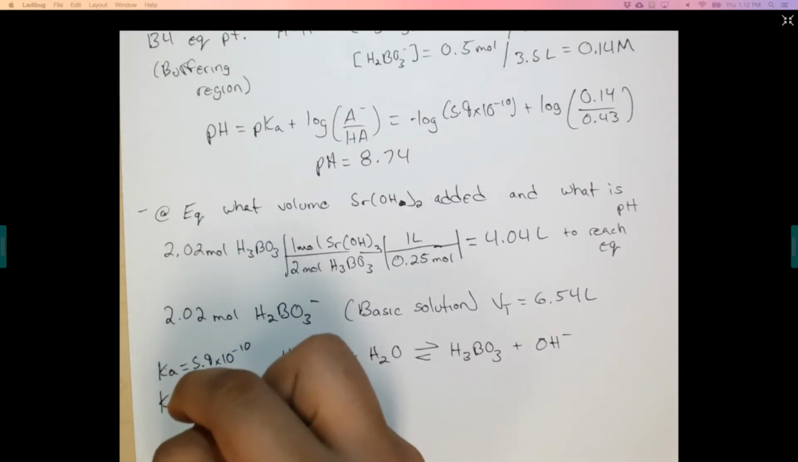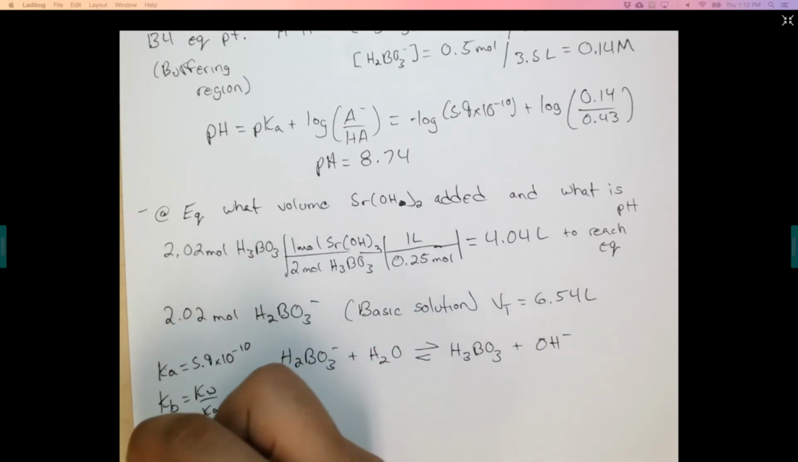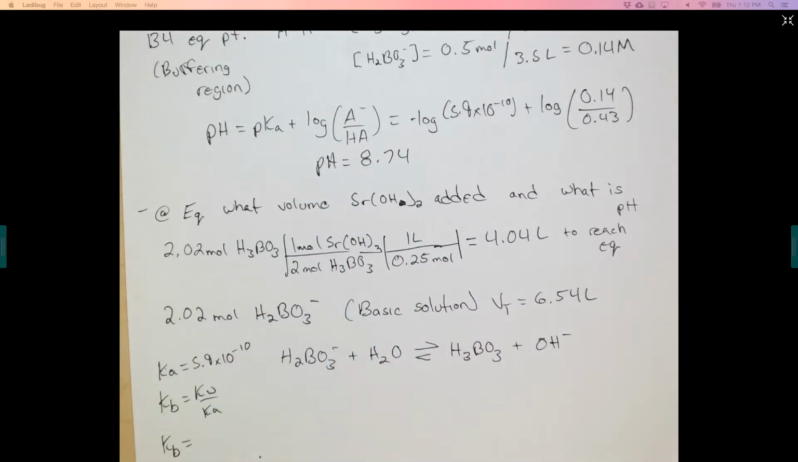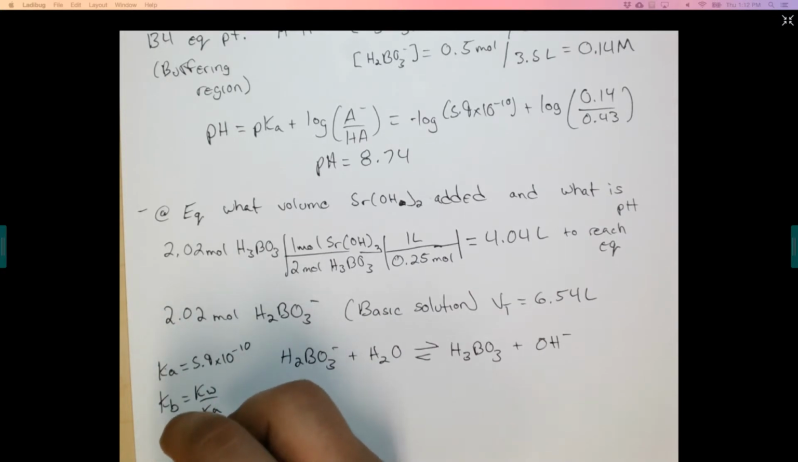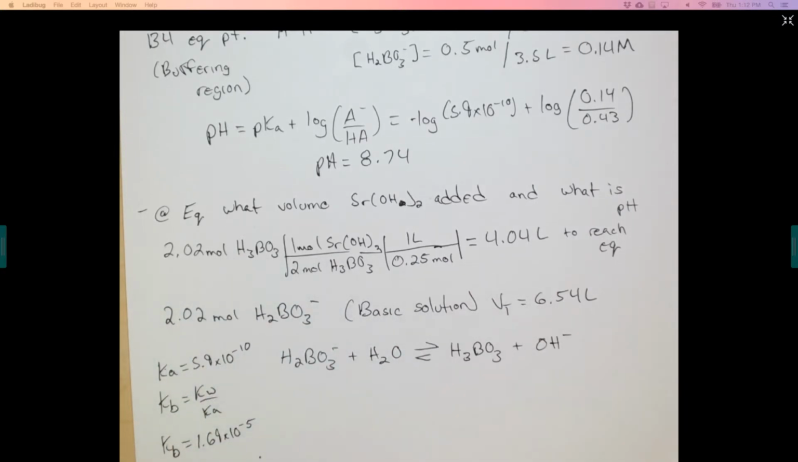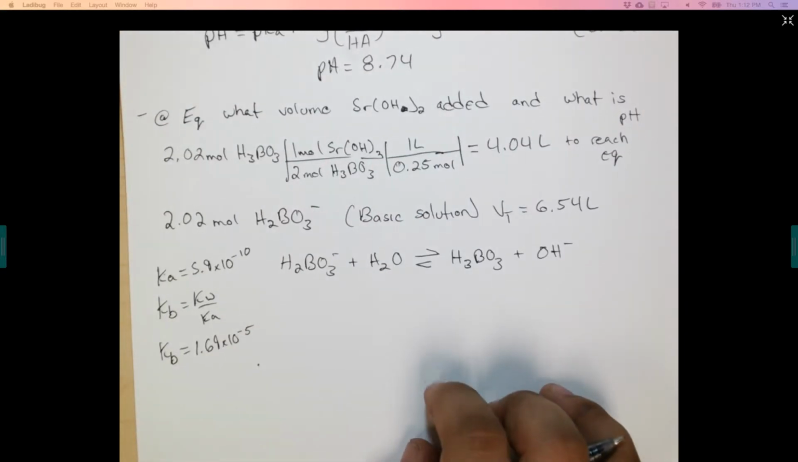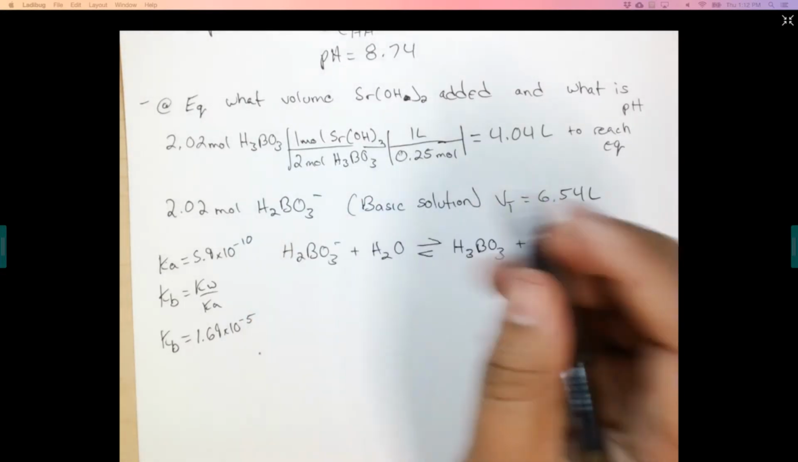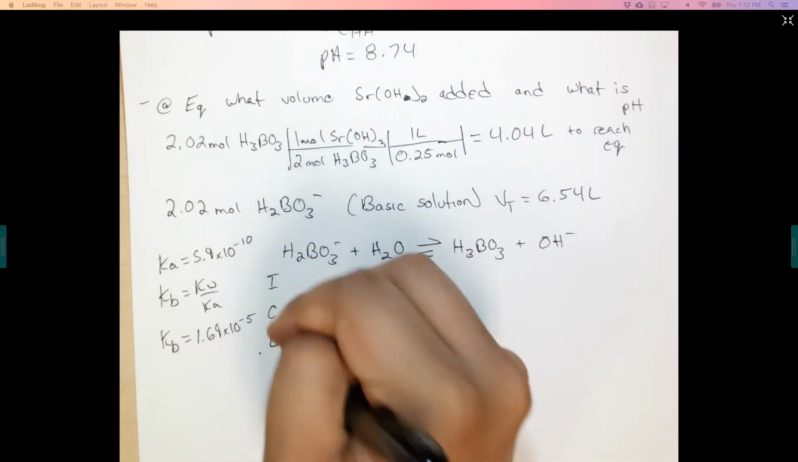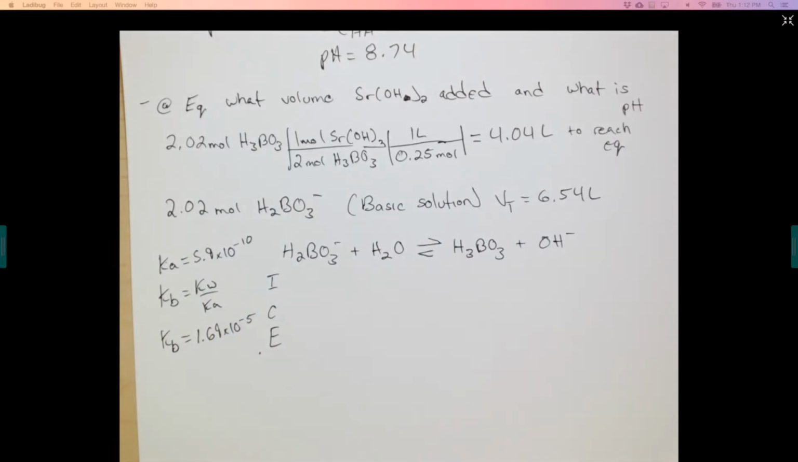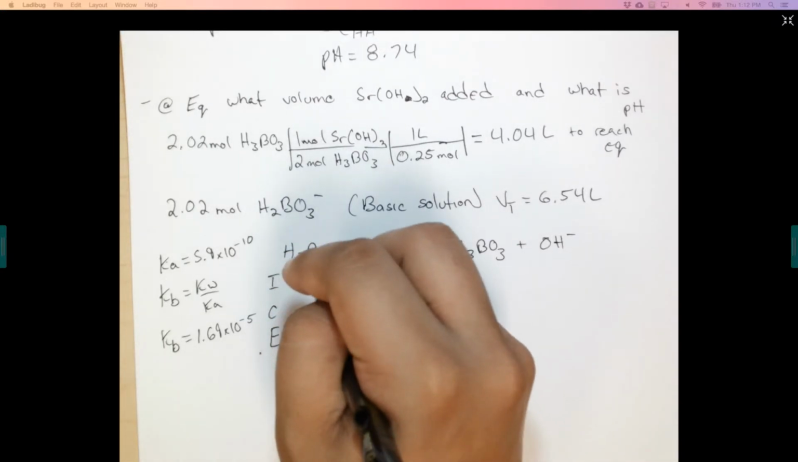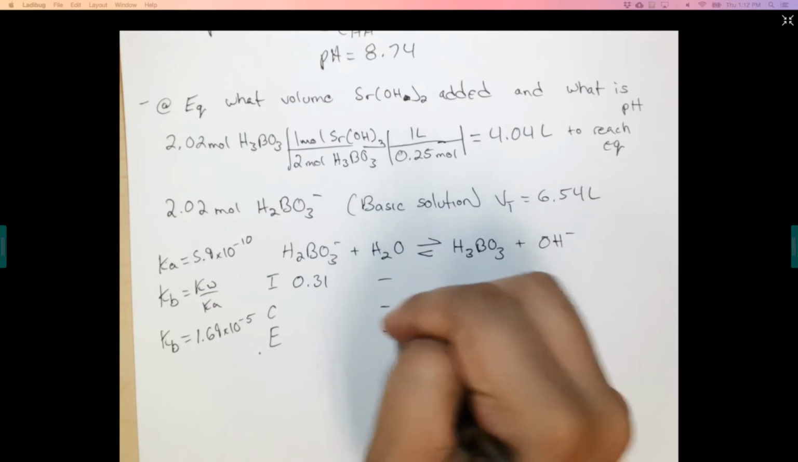Kb is equal to Kw over Ka, and therefore Kb is equal to 1 e to the negative 14 divided by 5.9 e to the negative 10. Kb is 1.69 times 10 to the negative 5. Okay, so now that we know Kb, we can now look at an ICE table, because an ICE table involves concentration. So 2.02 divided by 6.54 gives us the concentration. Looks like 0.31 molar. Remember, we're never worried about water.